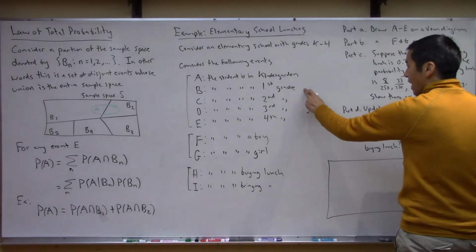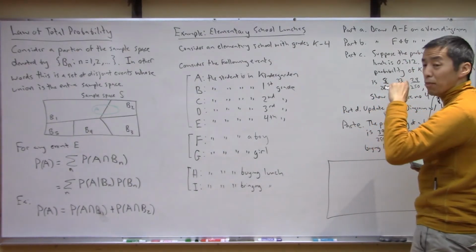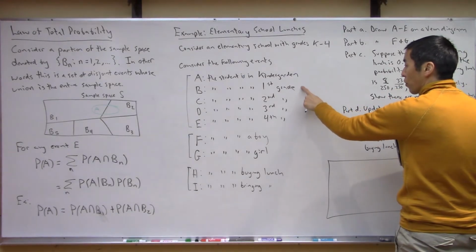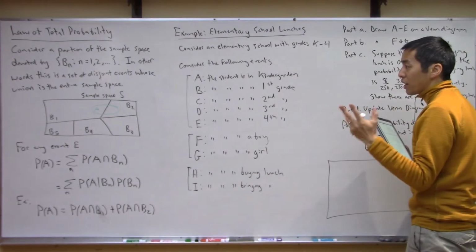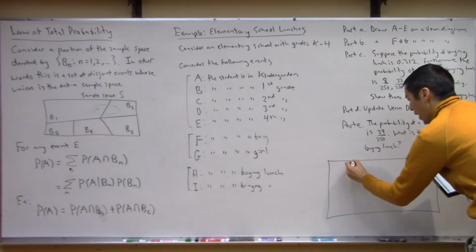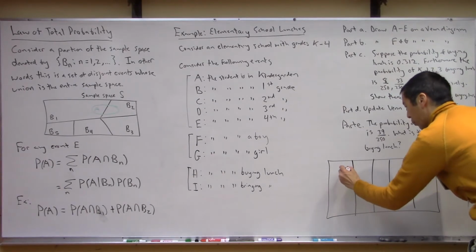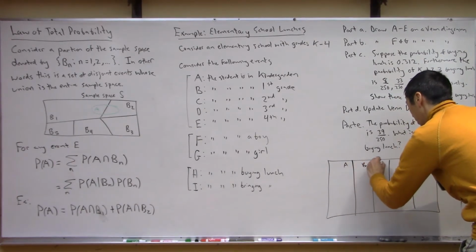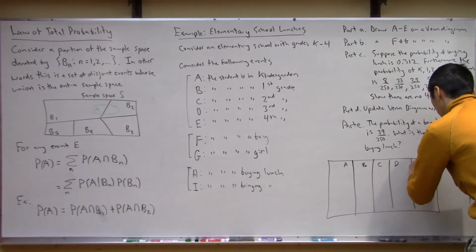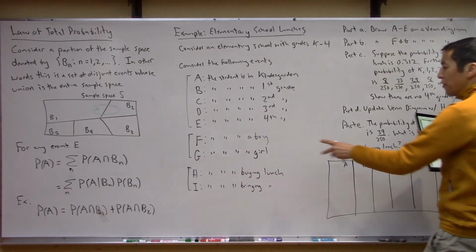Now, the nice thing is that you can't be in any of these grades simultaneously. You're either in kindergarten or 1st or 2nd or 3rd or 4th. So in other words, A through E form a partition of this space. Every student has got to fall into one and only one of these categories. So here's event A, B, C, D, and E. That's pretty easy.